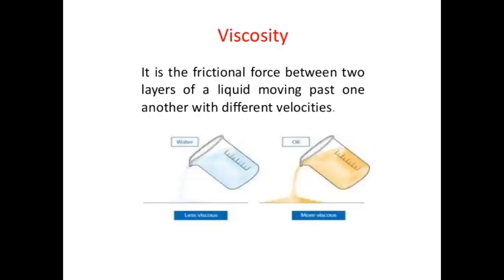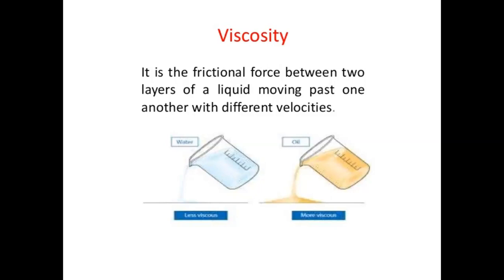Next is viscosity. It is a frictional force, friction basically, between two layers of liquid moving past one another with different velocity. What do you mean by viscosity here? For me, what is viscosity? Viscosity means concentrated, right? When things are concentrated, that is called viscous. Viscous means thick, right? So viscosity here stands for the frictional force between the two layers. If I talk about water and oil, which is more viscous in nature, and which will take less time to flow? Water.